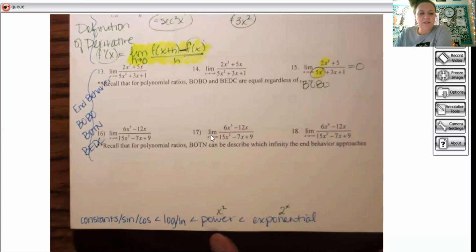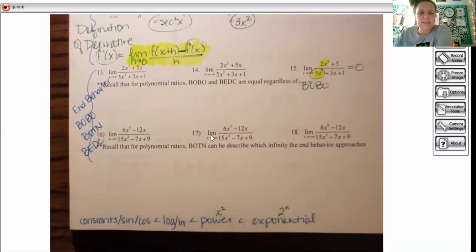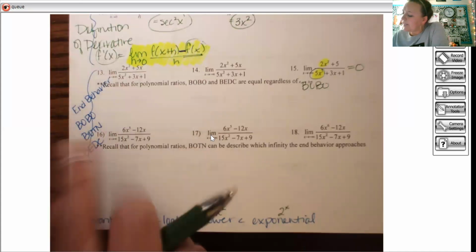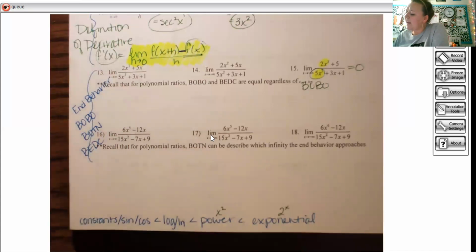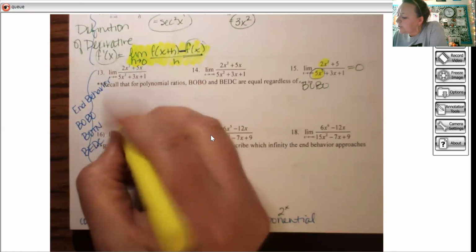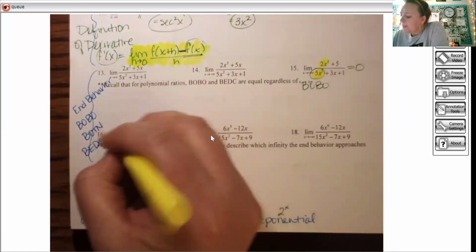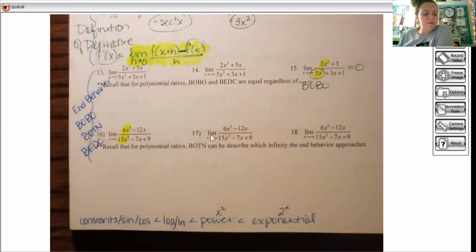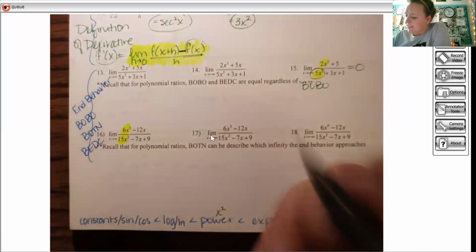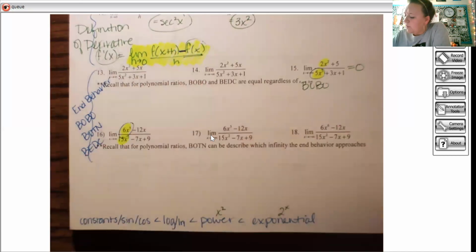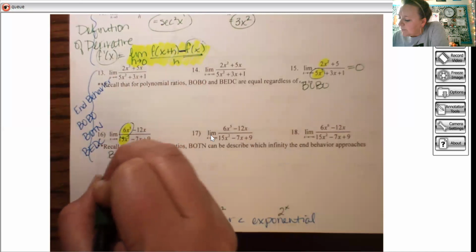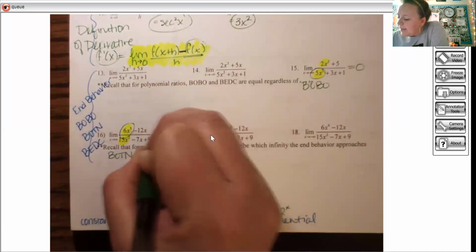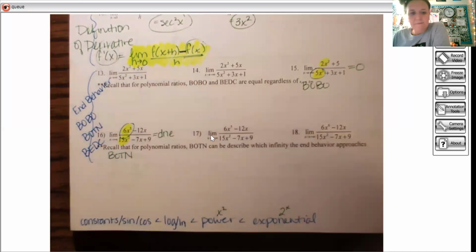All right, go down to the next row, 16, 17, and 18. X is still going to infinity. Okay, so I'm going to look at, let's say, this first one here. I have an x^5 over an x^2. Well, if I'm comparing those two things, obviously x^5 is going to be bigger, which means that that's a bottom-heavy... I mean top-heavy, which means that that limit is a DNE.